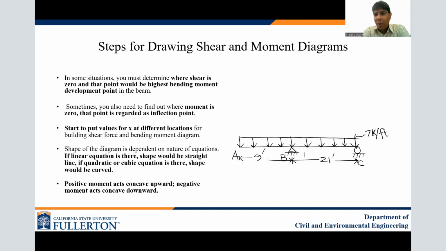So once you develop all of these important points, then we are going to put the values of x at those important locations, starting from A, any zero shear point, then at B, then at C. And then once you put all those values, you have to think about the nature of the equation. If the equations are straight line, then obviously your diagram will be linear. If the equation is quadratic or cubic, then the diagram will be curved. So what kind of curve? If you have a curved diagram, it could be concave up or concave down. How do you know? If you have positive bending moment, obviously concave up. If you have negative bending moment, concave downward.